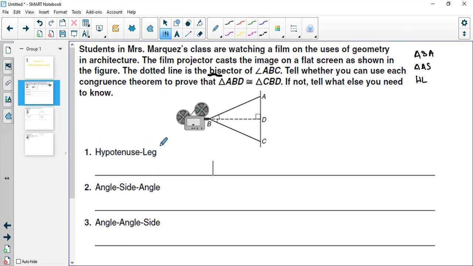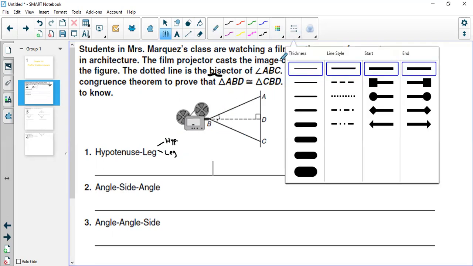What are the things you need when you have a hypotenuse leg? There are two main things you need: first is the hypotenuse, and the other is the leg. Now check the information given. Have they given you that the hypotenuse is equal and the legs are equal? So this is figure ABD. So they're talking about this triangle.